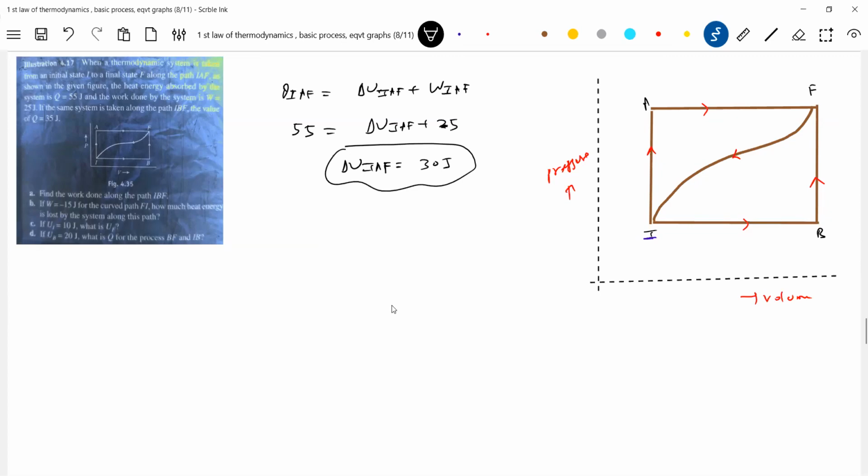If the system is taken along the path IBF, the value of Q will be 35 joules. Find the work done along IBF. Okay, let's do one thing. Before that, one important conclusion: change in internal energy in any path is path independent, no? So therefore delta U_IAF should be equal to delta U_IBF, and that should be equal to delta U_IF also.